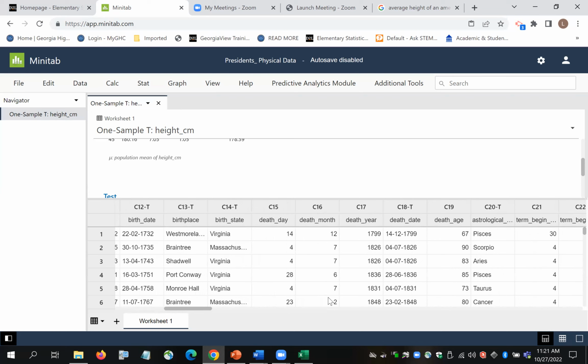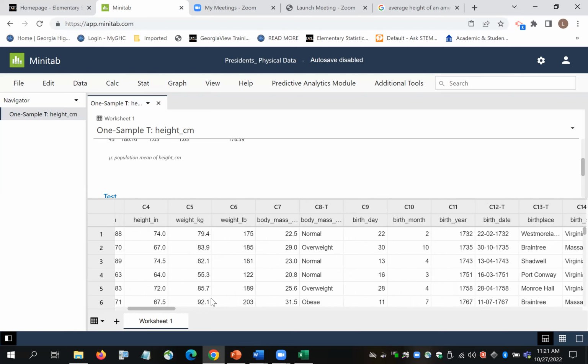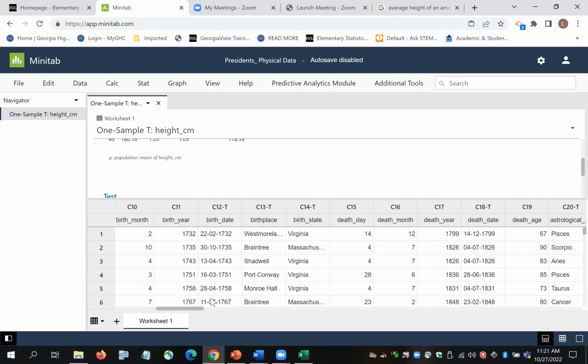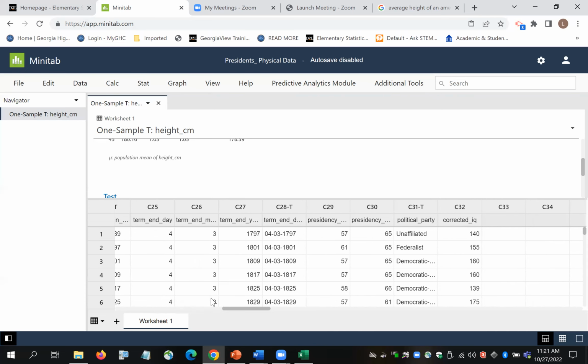their birth state. As far as qualitative, you've got astrological sign, you have birth state, you have the body mass index, and there was one other one I was looking at earlier. Oh, the political party.